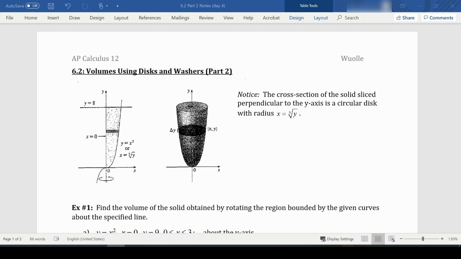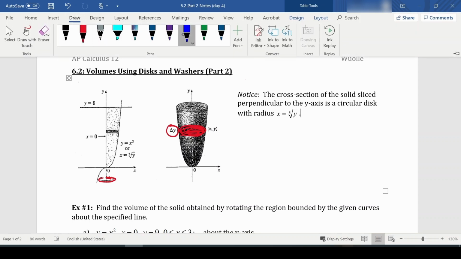We remember this means that the thickness of each disc or washer was delta x. Today, if we rotate around the y-axis, we would have a disc or a washer that now has a thickness of delta y. This means that we are going to be integrating with respect to y. This means that our upper and lower bounds are now y values, and our area is still what we are integrating. However, our area now is going to be with respect to y.